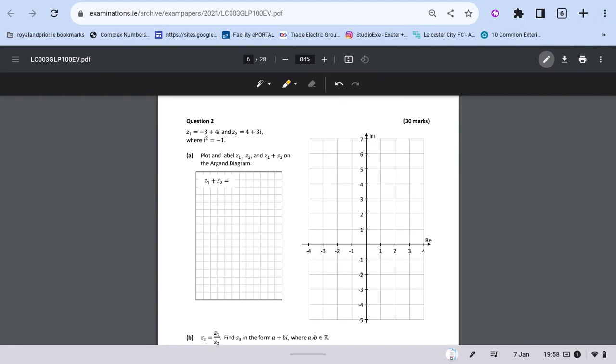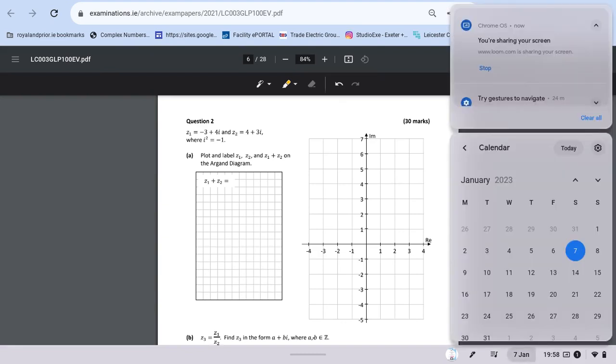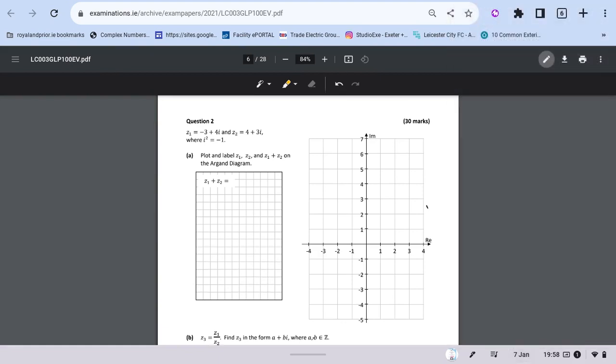So Z1 is minus 3 across, and 4i up. There's my Z1. Next one, Z2 is 4 plus 3i. So 4 plus 3i. There we go.